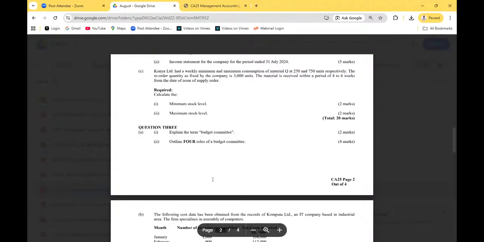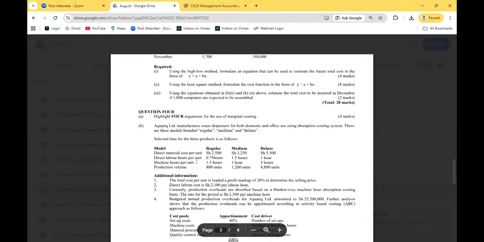Good. The next thing is, what do we have here in the theory? Now, I highlight 4 arguments for the use of marginal costing. So marginal costing is the costing system whereby only variable costs are forming part of the product cost. The fixed expenses are regarded as non-production cost, and they do not form part of the product cost.